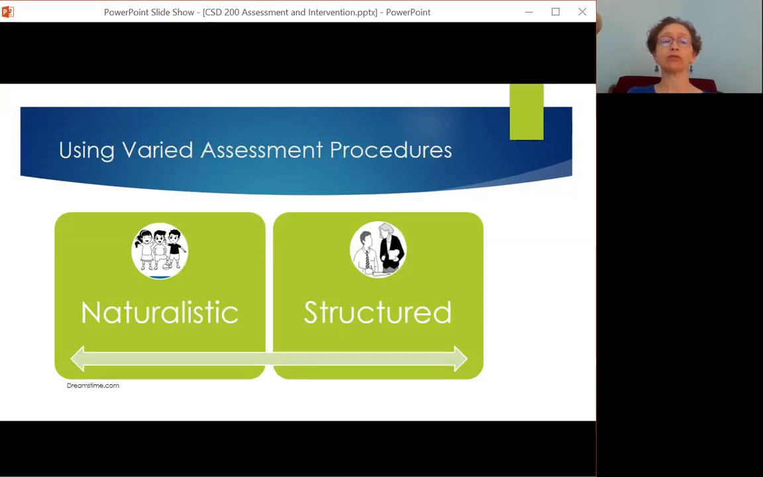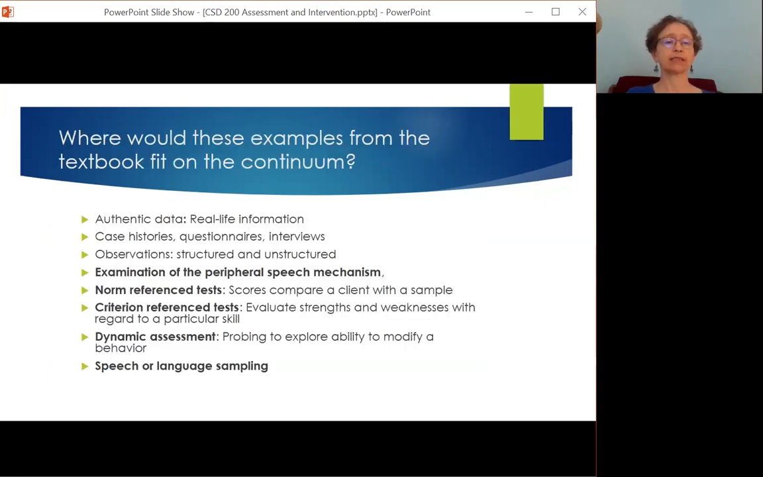And I want to talk briefly about using varied assessment procedures. So we talked about how we use all these kind of different tools. And one of the ways we can think about our tools is on a continuum from naturalistic to structured. Let's think about some examples from the textbook to think about this continuum. The textbook talks about collecting authentic real life information. That would be the most naturalistic kind of information. So it is real life, actual communication behaviors.